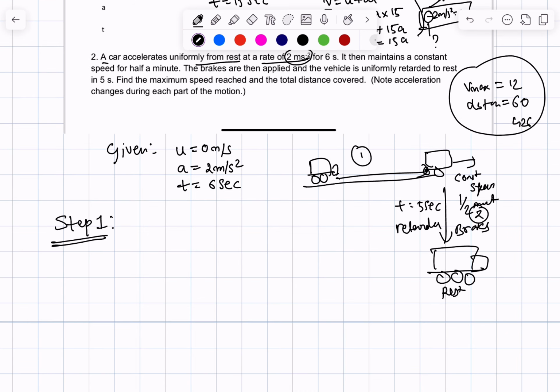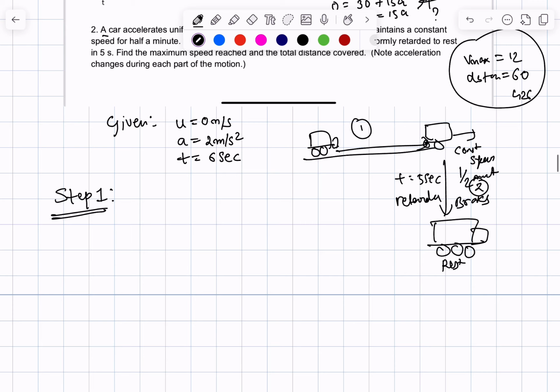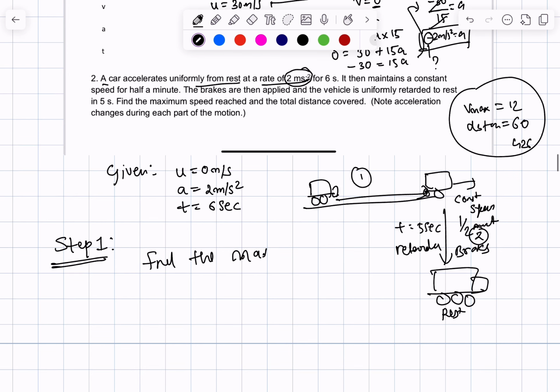So let's break the problem into two parts: finding the maximum speed reached and then the distance covered for the entire journey. So let's find the maximum speed.